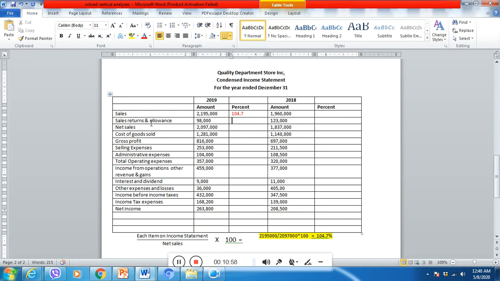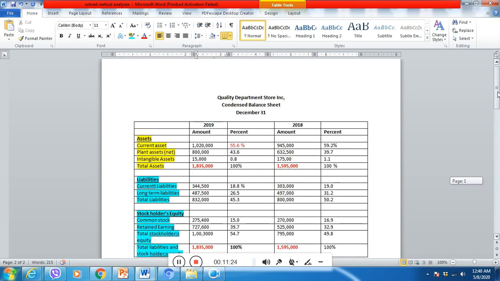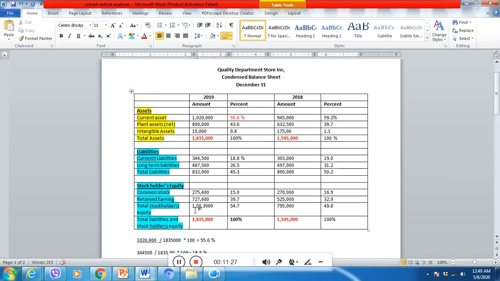Here, sales return and allowance divided by net sales. This is the base amount. Okay guys, this is the base amount for all the items; each item is divided by the base amount. This is 2,097,000 in the case of the income statement. In the case of the income statement, the base amount is net sales. In the case of the balance sheet, there are two amounts, the asset section and the liability section: a base amount of the asset section and a base amount of the liability section.